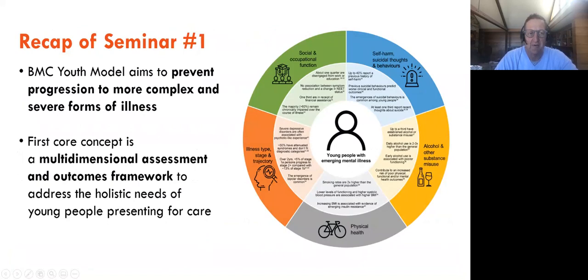So, in the first seminar, we talked about what the Brain and Mind Centre's youth model is, its multidimensional assessment and outcomes framework, and how it seeks to treat an episode of illness, but also to prevent progression to more complex and severe forms of illness. And that is no simple diagnostic process, it's no simple categorization process. There's complexity, but we have been investigating that complexity now over many years and looking at the ways in which it can actually be taken forward.